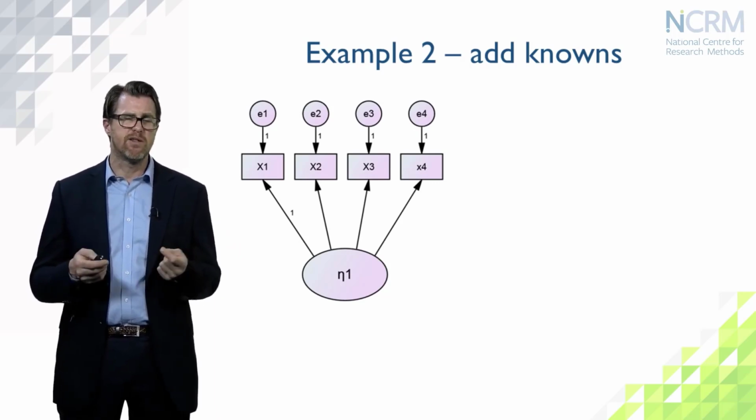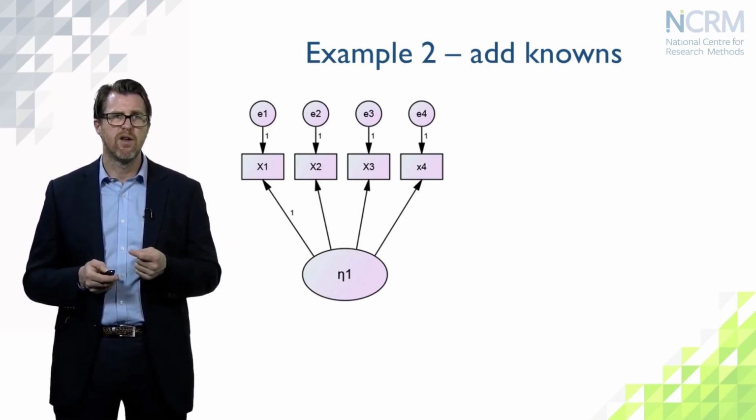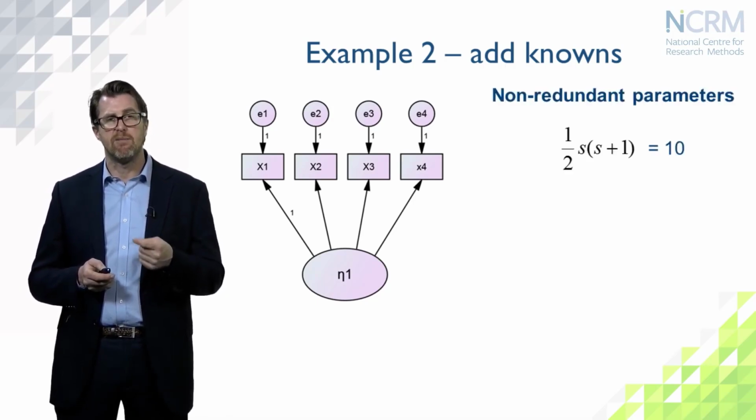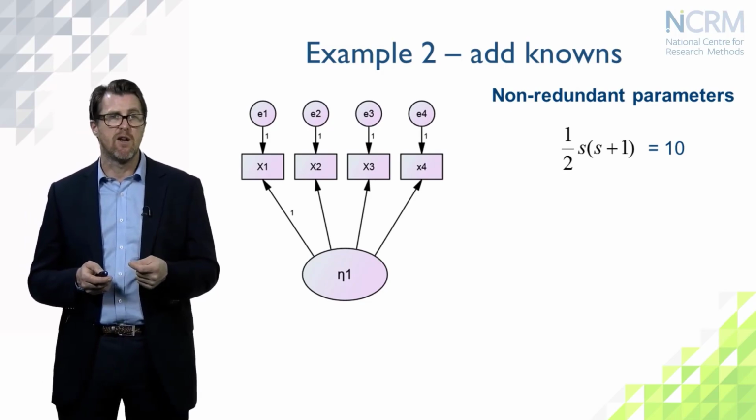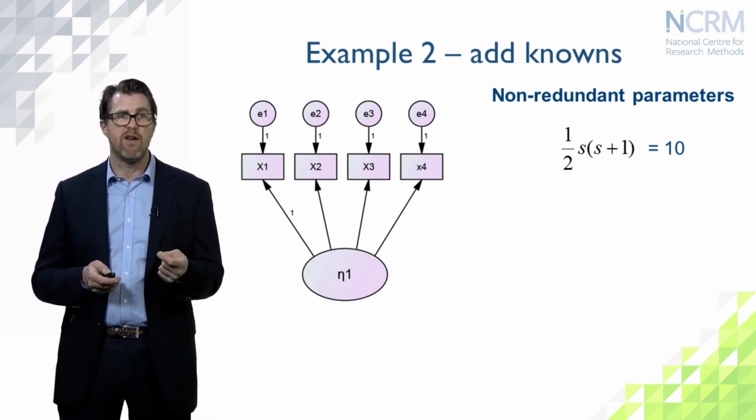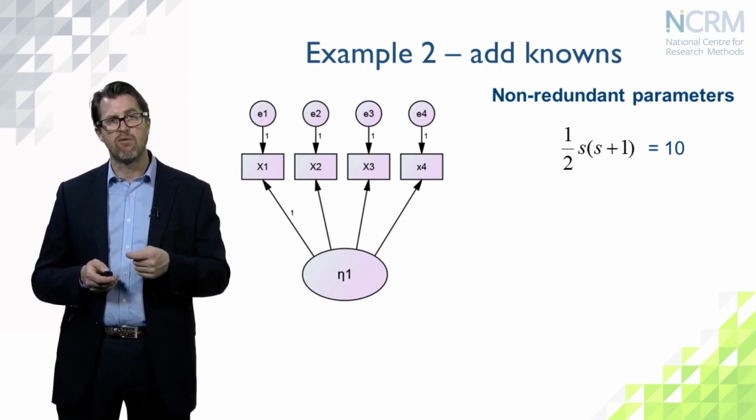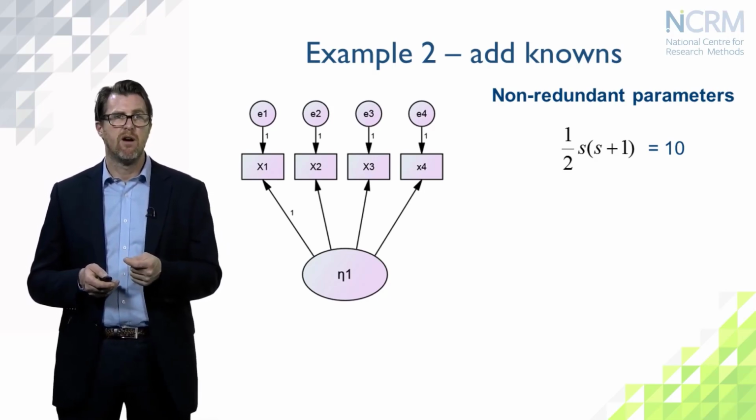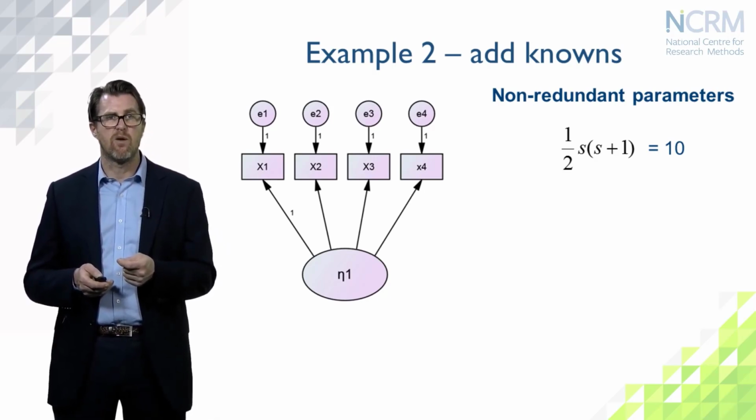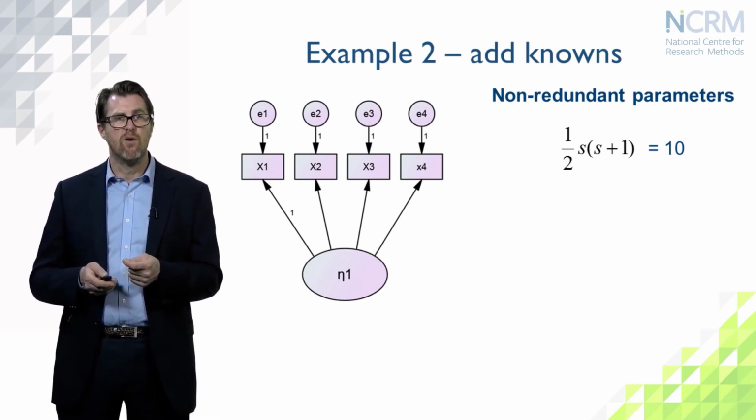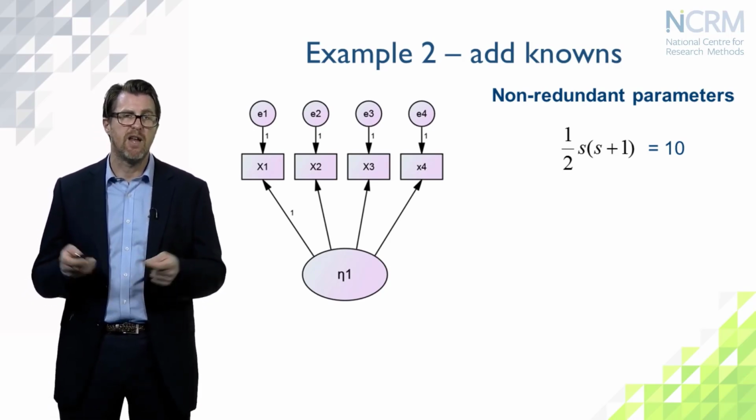So now the model is essentially the same, but we've got a 4th observed variable, x4. We now are estimating an additional factor loading and an additional error variance, but we have gained more in terms of our known parameters. So now if we use our half s times s plus 1 equation, s is now 4, so 4 times s plus 1, 4 times 5 is 20.